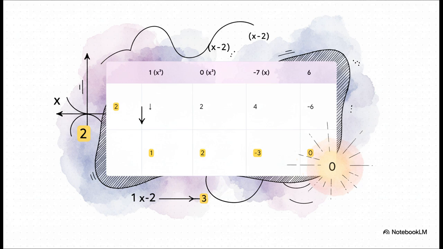Bring down the 1. 2 times 1 is 2. Add them up, we get 2. 2 times 2 is 4. Add them up, we get negative 3. One last time. 2 times negative 3 is negative 6. Add them up, and there it is. That gorgeous 0 in the remainder box, just like the theorem promised.